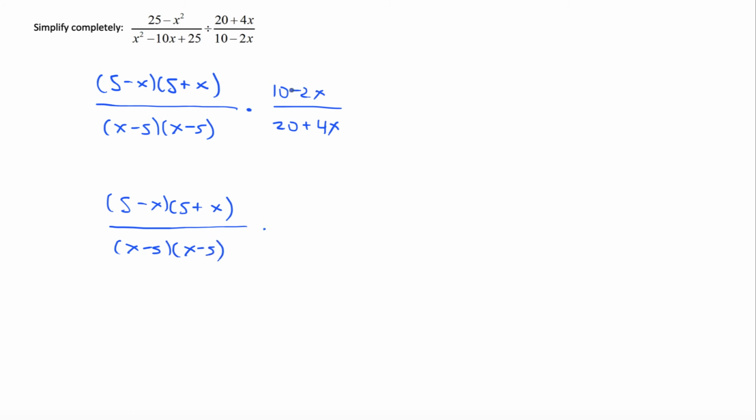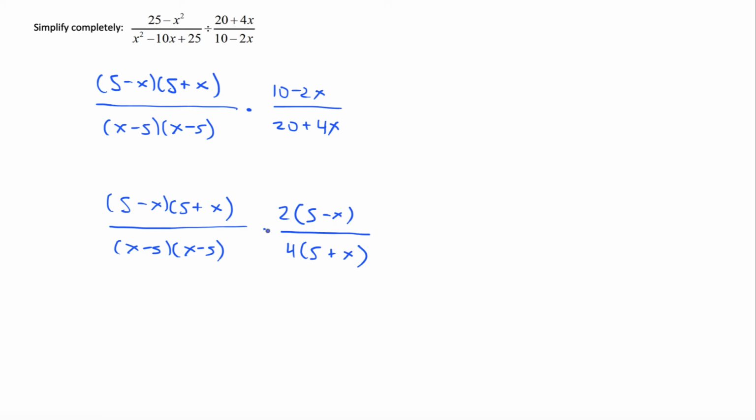What can we factor out from 10 minus 2x? There's no square term, so be careful about that. We can only factor out the 2, so once we factor out the 2, we get 5 minus x. The denominator is the same thing. We can only factor out a 4, so once we factor out the 4, we get 5 plus x. So we have properly factored whatever we could.